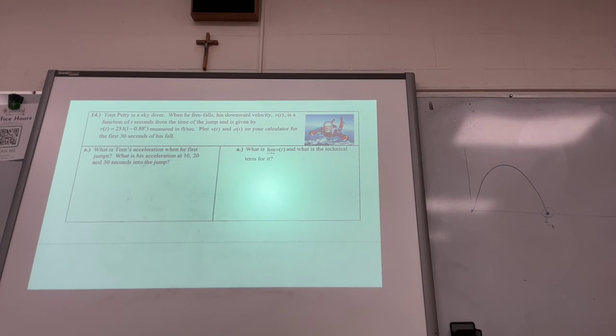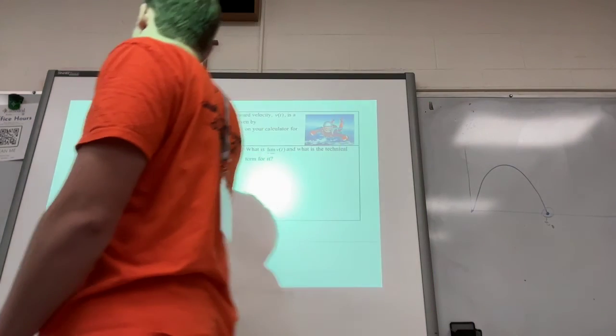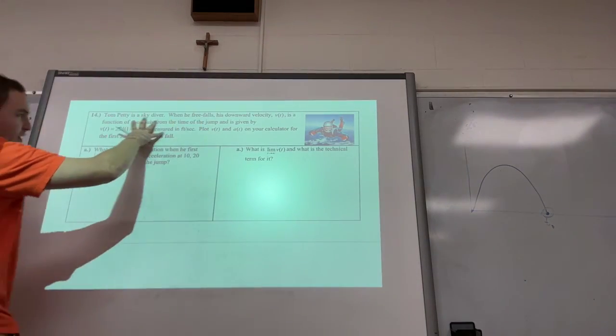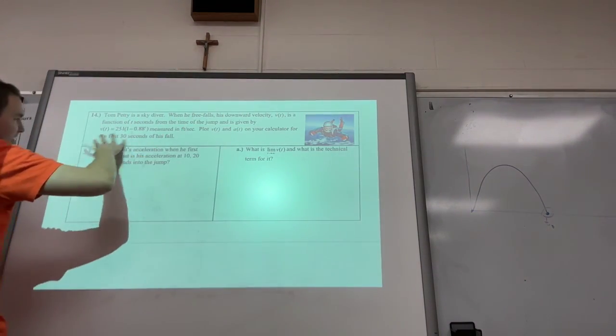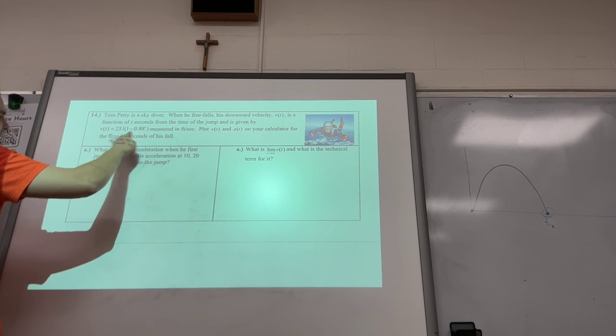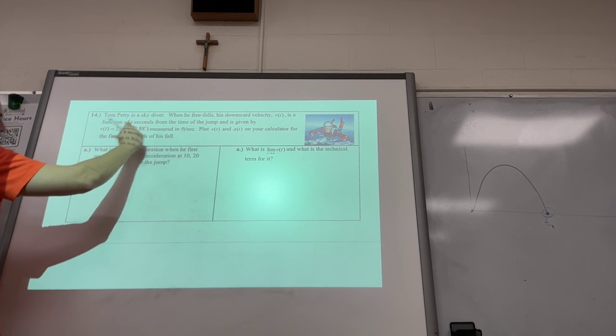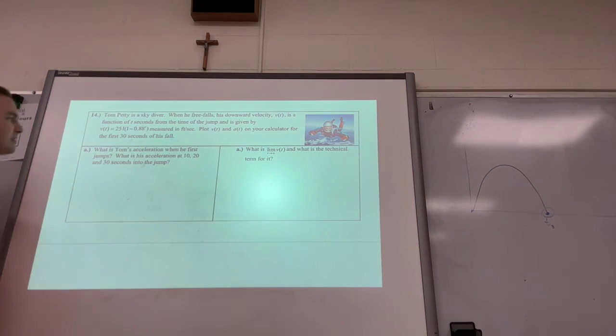Tom Petty's a skydiver. When he free falls, his downward velocity is a function. Here we go, here's another good example. They give you the velocity. There's not a prime symbol here, so you really need to make sure you read the text and the problem and interpret in context. Okay, this is a rate, right? The banana one.